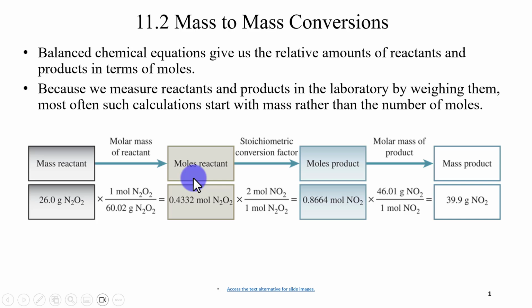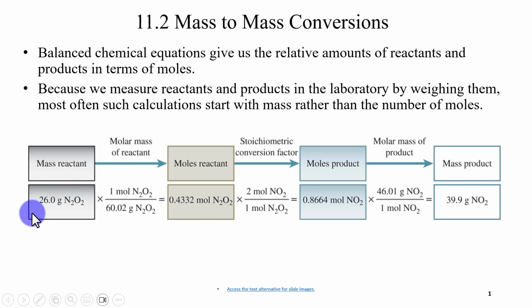Once I have the moles of the reactant, then I can go to the balanced chemical equation and use those molar coefficients to go from moles of one to another. Then once I have my moles of product or my moles of the other reactant, the other compound, then I can use the molar mass of my product, the other compound, whatever it might be, to convert back to mass of the product. And then I can go weigh this out on a scale.